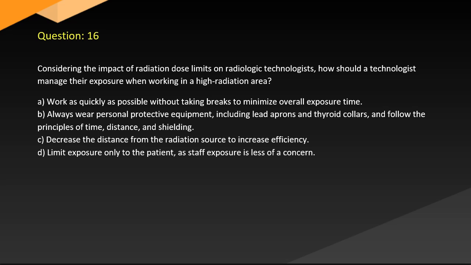Question 16. Considering the impact of radiation dose limits on radiologic technologists, how should a technologist manage their exposure when working in a high radiation area? A. Work as quickly as possible without taking breaks to minimize overall exposure time. B. Always wear personal protective equipment, including lead aprons and thyroid collars, and follow the principles of time, distance, and shielding. C. Decrease the distance from the radiation source to increase efficiency. D. Limit exposure only to the patient, as staff exposure is less of a concern.